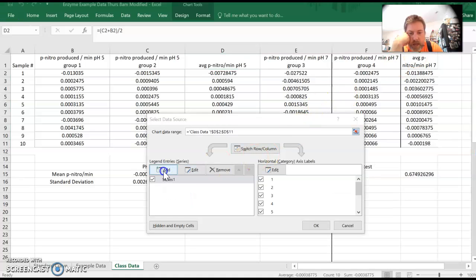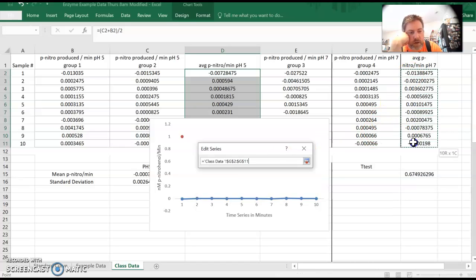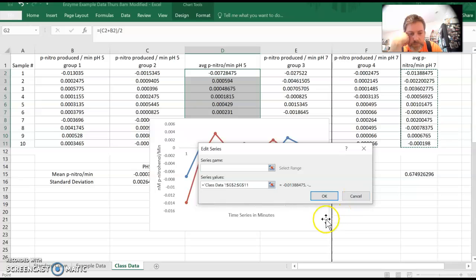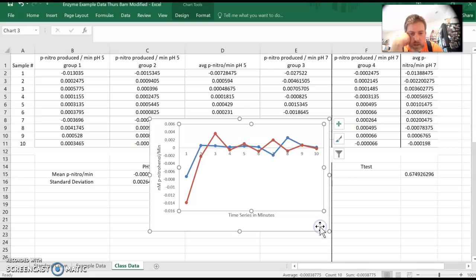We want to add another series on here, and I'm going to skip the series name. We're going to get rid of that little extra in there, and we're going to highlight the values for our other column over here. All right, go ahead and hit OK, and hit OK. And so there is our pH 7.